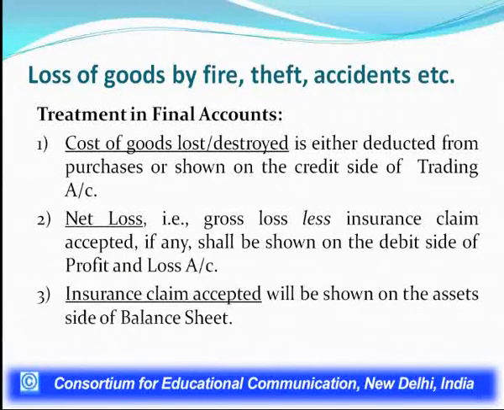Then net loss, that is the difference between the gross loss and insurance claim accepted, that is the abnormal nature loss, will be shown on the debit side of profit and loss account. Insurance claim accepted by the insurance company, being an asset or the amount receivable, will be shown on the asset side of the balance sheet. Normally it is shown in the current assets because the amount will be received within a year.